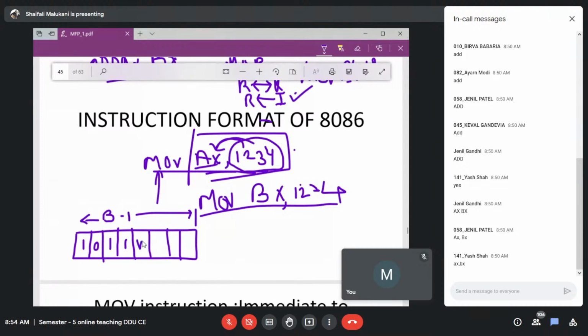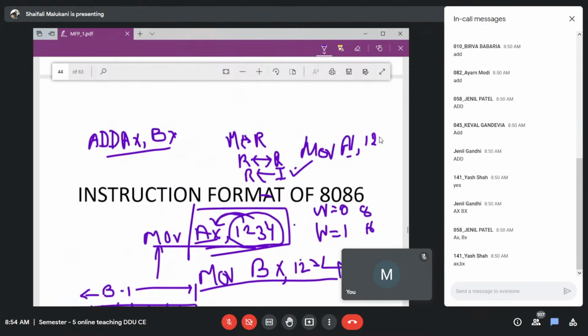Now there is a W bit and there are 3 bits for REG. These 3 bits are the register bits, and this is one W bit. What does this W indicate? If W is equal to 0, it indicates an 8-bit operation, and W equal to 1 indicates a 16-bit operation.